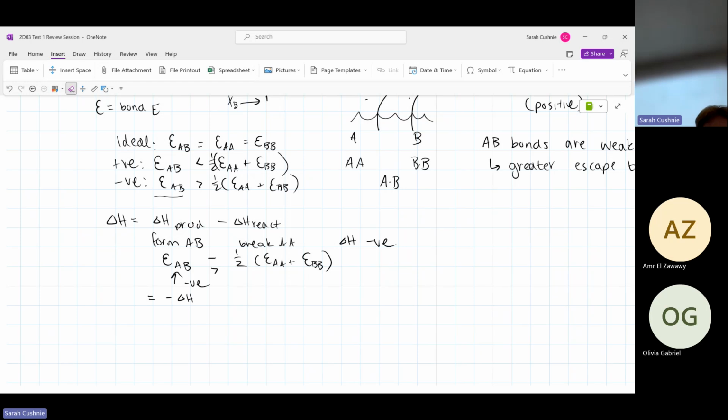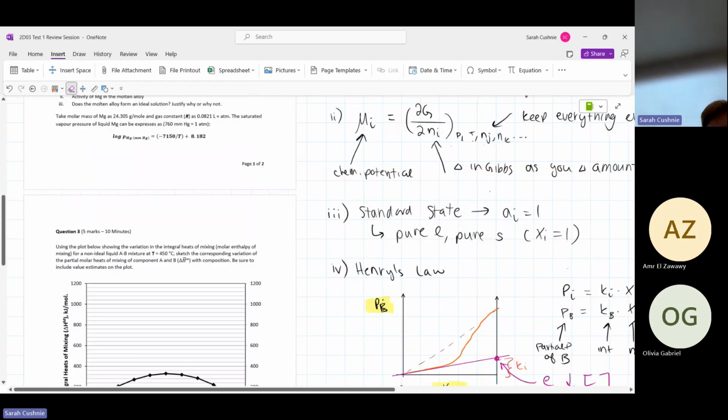It comes down to the definition of what delta H is. It's just the change in bond energies. You can think of it that way. Alrighty, does that make sense? Okie dokie, so that was some good old definitions.